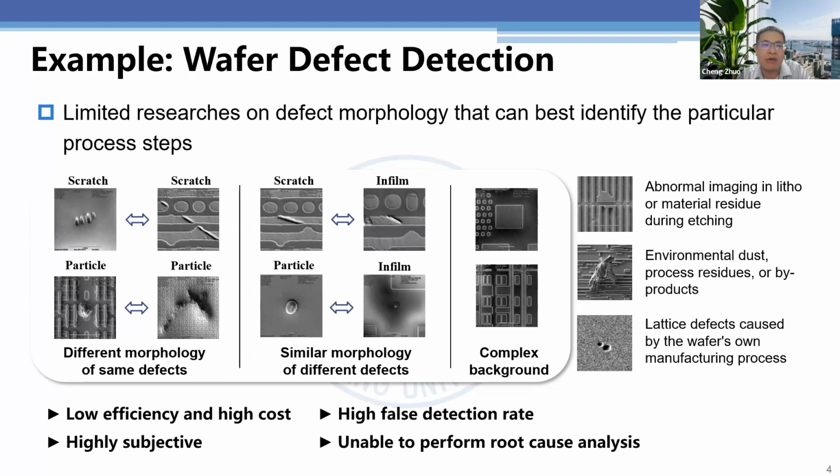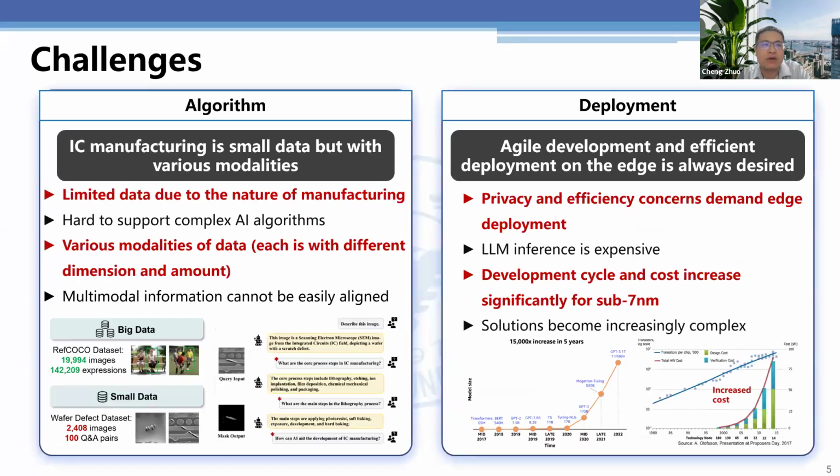For those vision-based algorithms, we actually see a very high false defect detection rate, and it's also difficult to really perform root cause analysis by just looking at those images. So we want to do something even smarter than that. Can we deploy a large language model or some deep learning algorithm for this? Then there are a few challenges we should address.